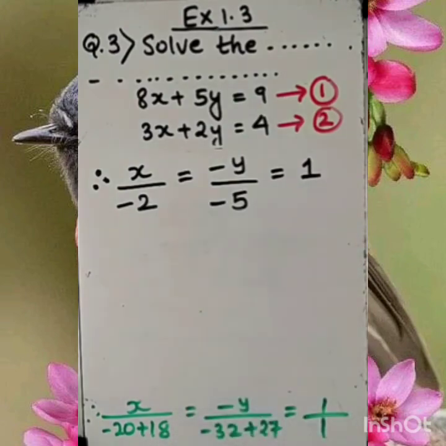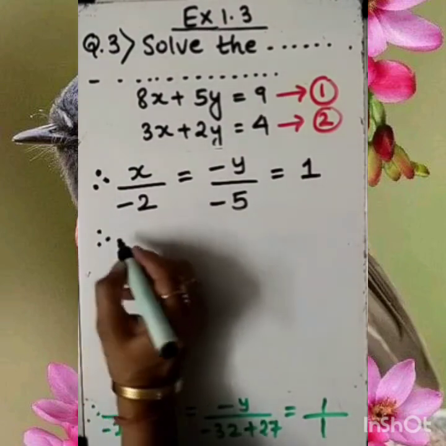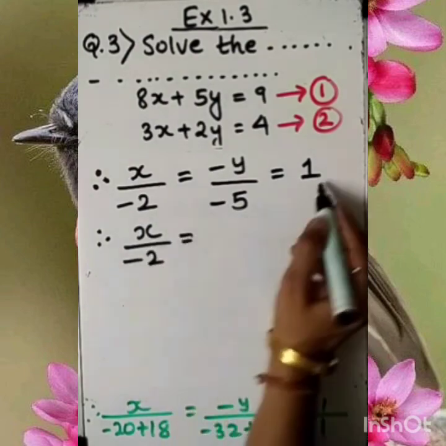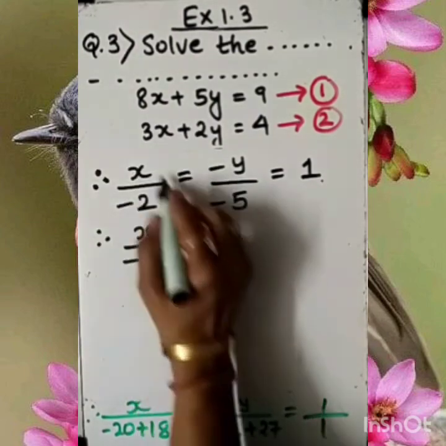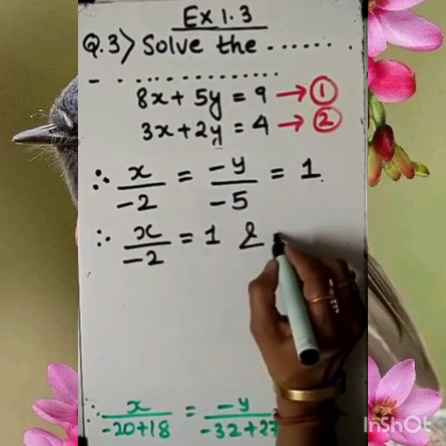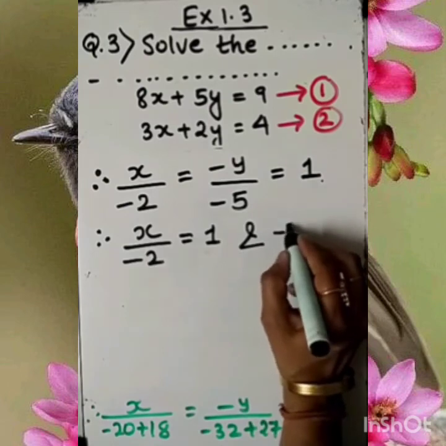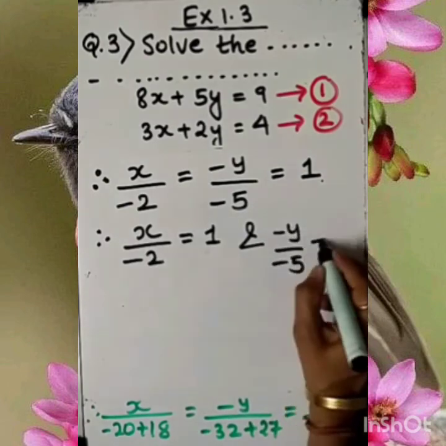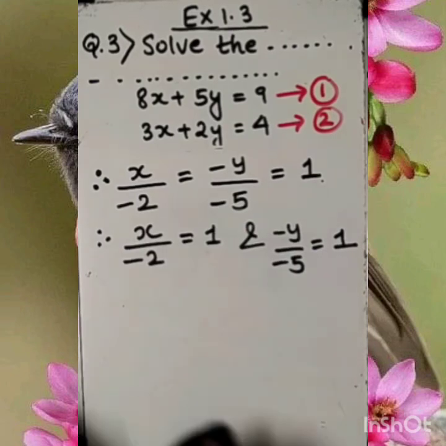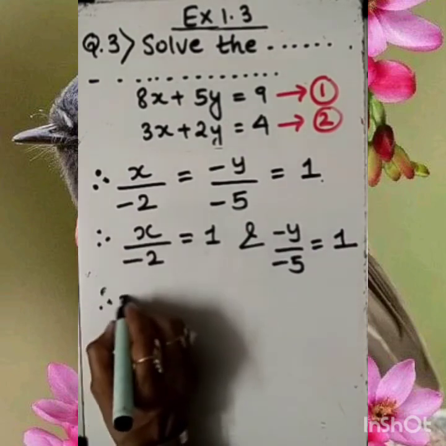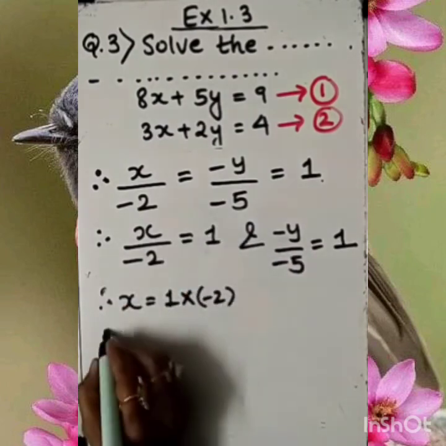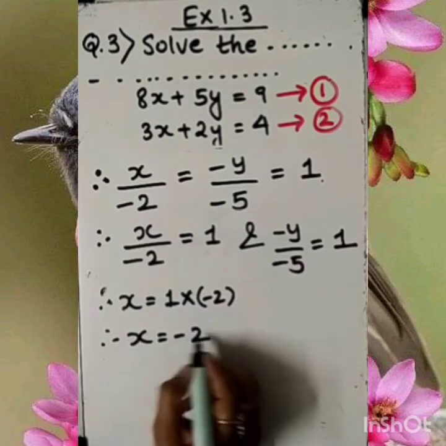Okay. Now we know that we need to compare both sides. So first I am comparing this with equal to 1. This portion I am comparing with this. So on this side also the minus cancels already. So you can write here this is equal to 1. Okay, so by cross multiplication, therefore x equal to 1 into minus 2. Fine. Therefore x equal to minus 2.